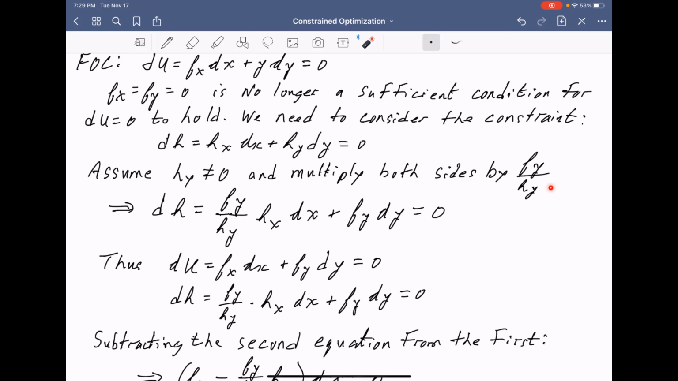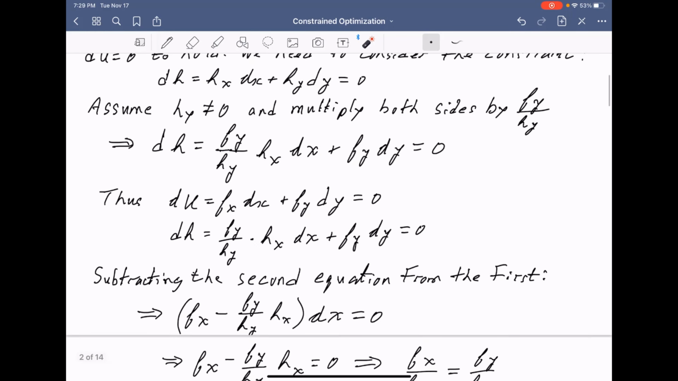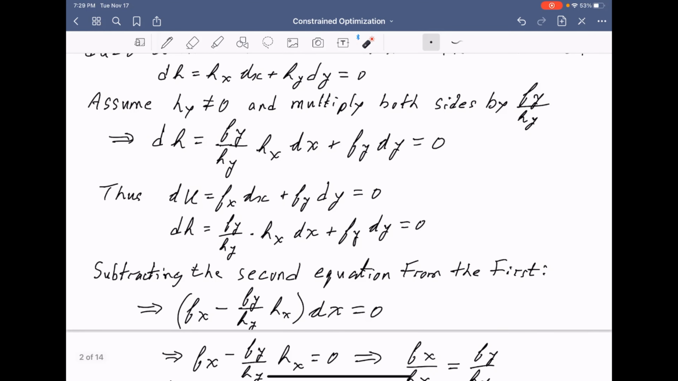So this is 0 multiplied by that, which remains 0. And we get this times h sub x dx. We're just multiplying this by that, and then we multiply this by that. The h sub y's cancel, and we get f sub y dy equals 0. So therefore, du is equal to f sub x dx plus f sub y dy equals 0.